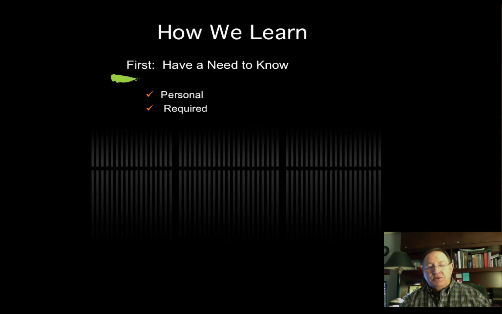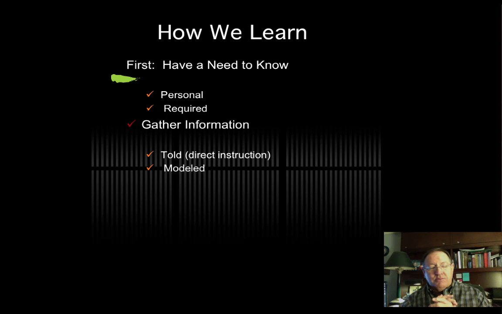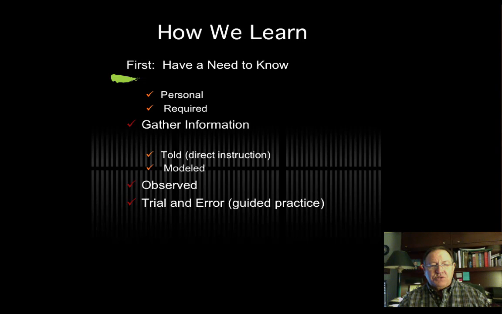But what we really need to know is the types of things we learn. We have things, of course, that are personal that we do, and we learn things that we're required to learn. One of the first things we do is to gather information, either through direct instruction like we get in class sometimes, or through examples that people show us. These modeled examples are not necessarily formally modeled things. Children get shown how to behave by the way other children behave. You don't plan that, but they certainly learn from watching that modeling.